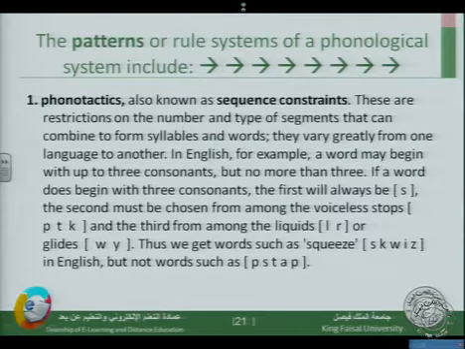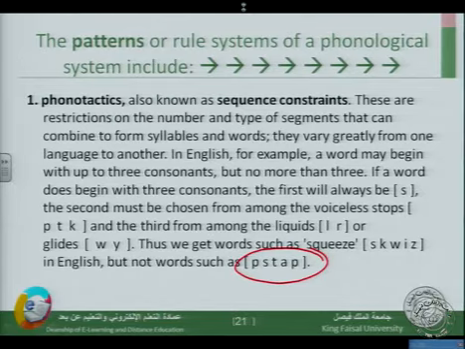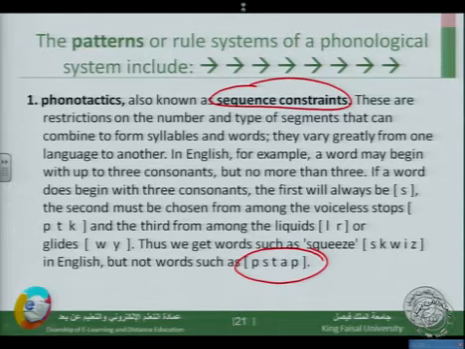The second must be chosen from among the voiceless stops P, T, K, and the third from among the liquids L, R, or glides W, Y. Thus, we get words such as squeeze in English, okay? But we can't have words like this one, pestap. We don't have it. So, what I mean by sequence constraints is that English words can start, for example, with 3 consonants like S, K, W, but no English word starts with 4 consonants, by the way. This is very interesting.